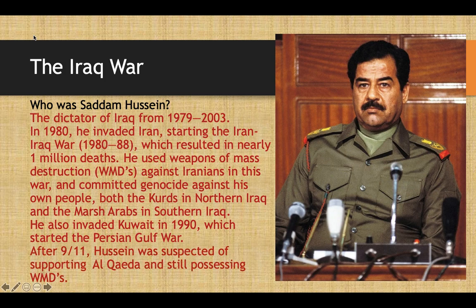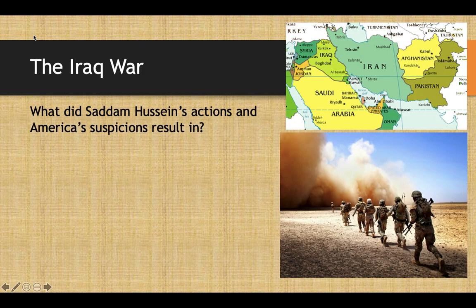Now, after 9/11, Hussein was suspected of 2 things. He was suspected of supporting Al-Qaeda, and he was also suspected of still possessing WMDs. He said that he had gotten rid of all of his weapons of mass destruction, but we did not believe that. We did not think he was trustworthy and thought he still had weapons of mass destruction and could use them against the U.S.